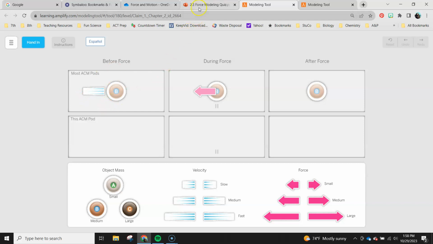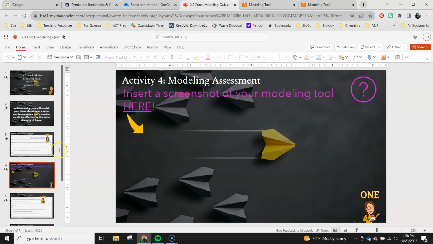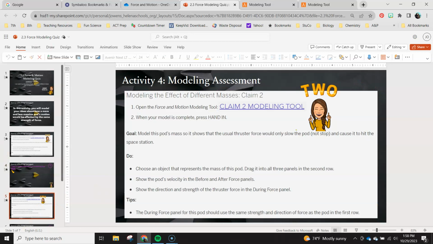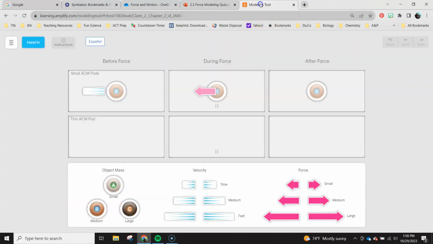Okay, so a couple different things you're looking for. Once you guys are done with that, screenshot it, put it in on slide 4. Okay, then you're going to exit out of that link. You're going to go into a new link.